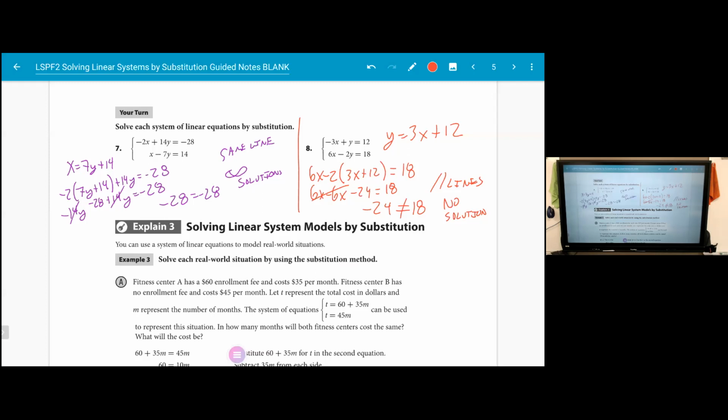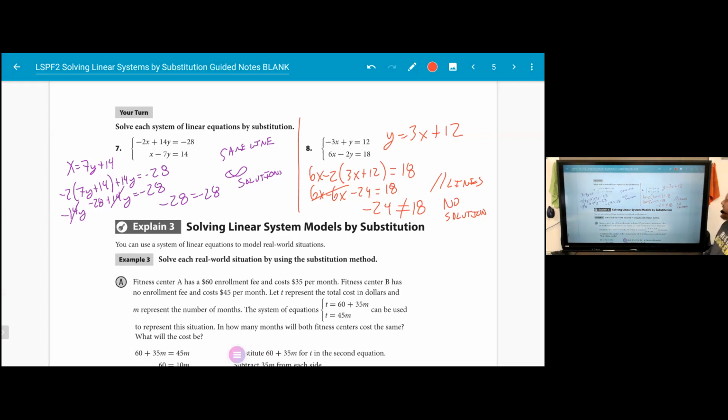All right, go ahead and check your work on numbers 7 and 8. Number 7, I think that second equation is more efficient to find a variable to solve for. So I added 7y to both sides. I substituted 7y plus 14 where I saw x in the first equation, I solved, and turns out that negative 28 equals negative 28. Well, that's because this is a true statement. They are the same line. I have an infinite number of solutions.